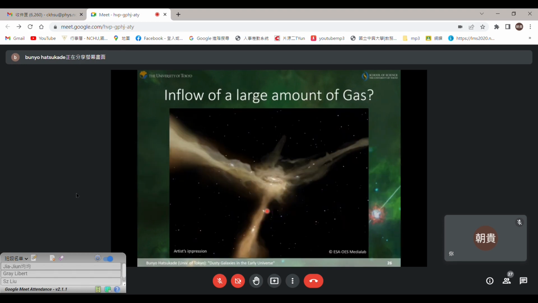So what caused this very active star formation compared to other typical star-forming galaxies? One possibility is the inflow of a large amount of gas. For example, this is an artist's impression of this inflow of gas. There is plenty of gas in space, and through the cosmic web, this gas flows into the center of this gravitational potential, because SMGs have a very large amount of material, including stars, gas, dust, and dark matter. So the gas is attracted by the gravitational potential into the galaxy located in the center of this halo system.